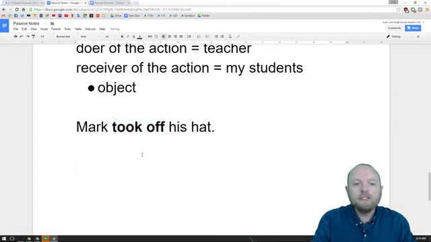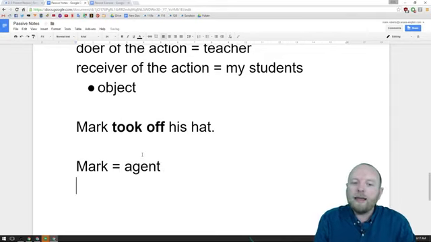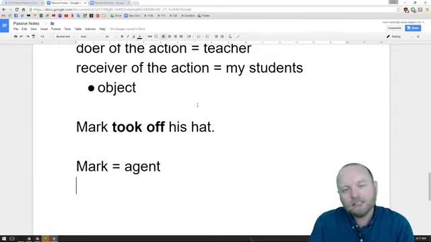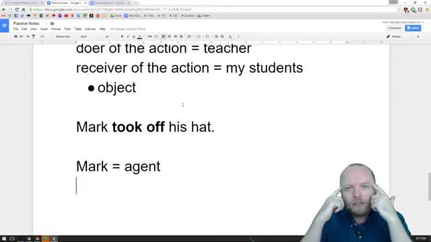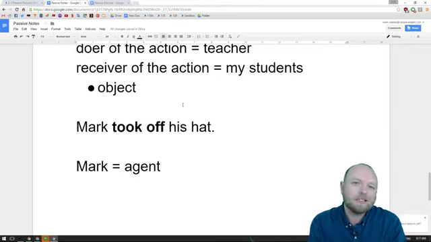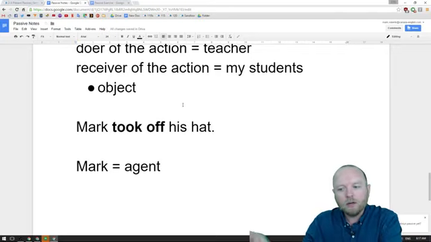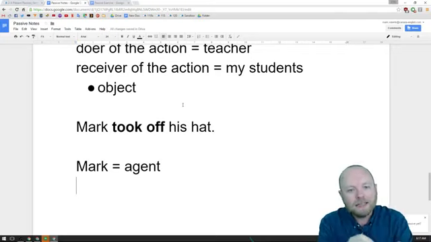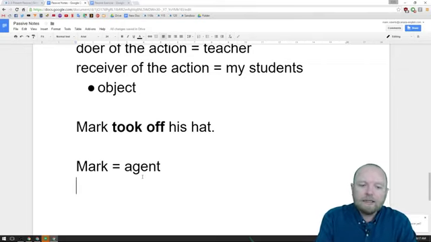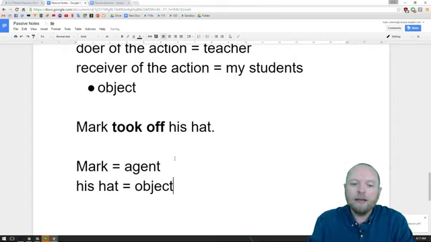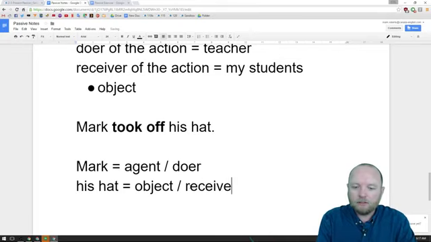Who is the doer of the action? Mark. So Mark is the agent. Now, who is the receiver, or what is the receiver? Usually students think, oh, a receiver is a person, always. No, that's not the meaning. We have a doer of an action and a receiver. A receiver is his hat. His hat is the object. So agent is doer, object is receiver.